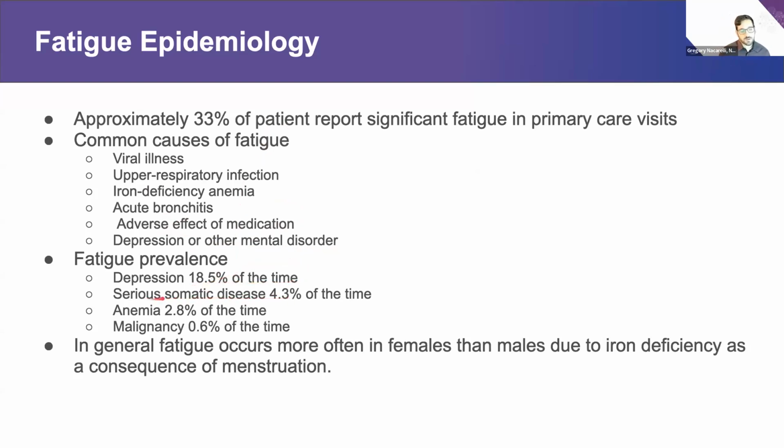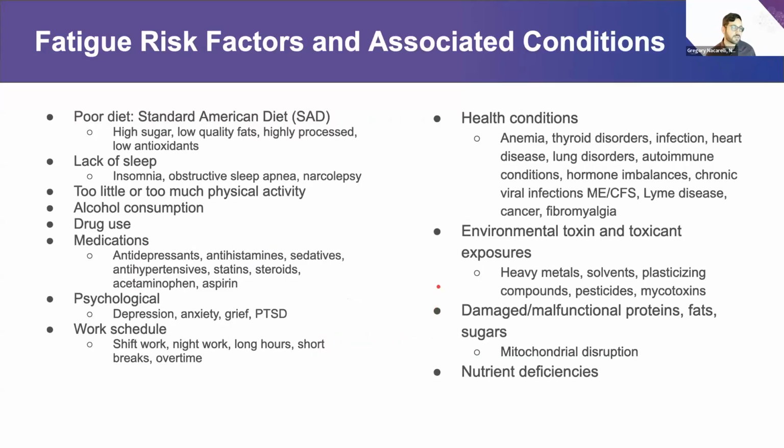4.3% of the time it's from serious somatic disease. So this is from someone that's really analyzing their health, kind of deeply thinking about it, and then kind of somatizing their symptoms. 2.8% of the time it's from anemia, and 0.6% of the time it's due to malignancy. In general, it occurs more often in females than males due to the association of iron deficiency as a consequence of menstruation. So associated conditions, there's many different associated conditions that can contribute to fatigue.